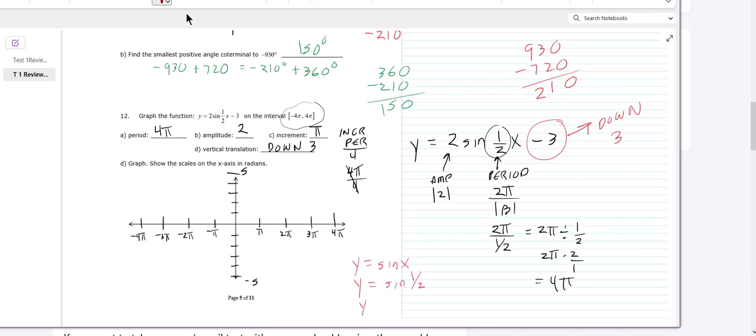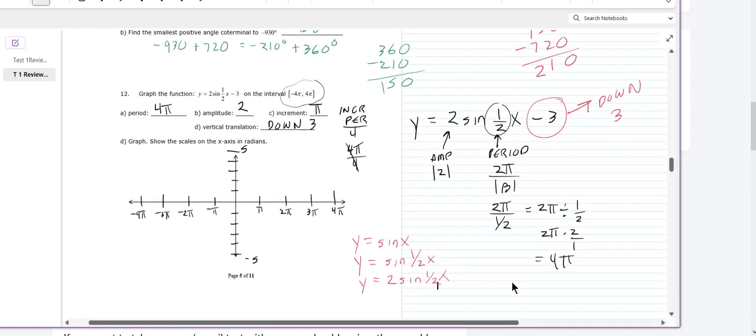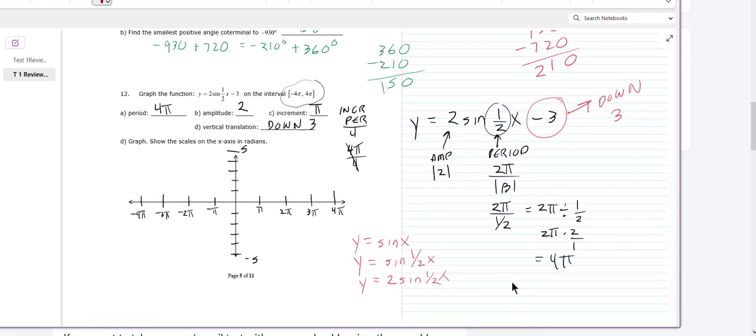And while we're at it, we might as well just go ahead and throw in the amplitude and do the graph of y equals 2 sine of 1/2 x. So we don't have a phase shift, but we do have a down transformation. So this is kind of the way that I look at this in one step.